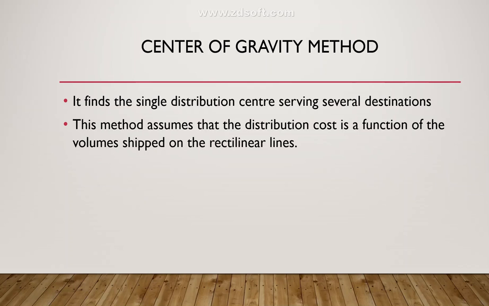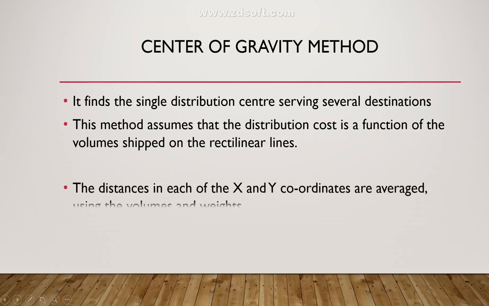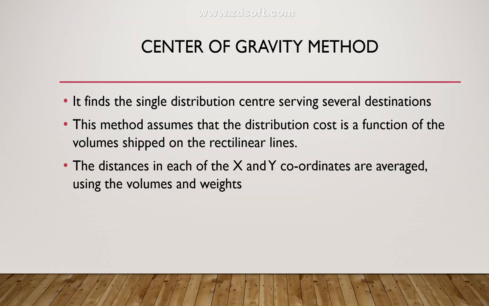This method assumes that the distribution cost is a function of volumes shipped on rectilinear lines. Rectilinear lines refers to when you place your information on the x-axis and y-axis. It's very simple. So this method assumes that the distribution cost is a function of movement along rectilinear lines. So when you move along the x-axis and y-axis, that's how the details have to be placed in order to arrive at the answer.